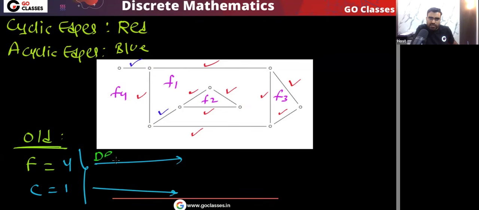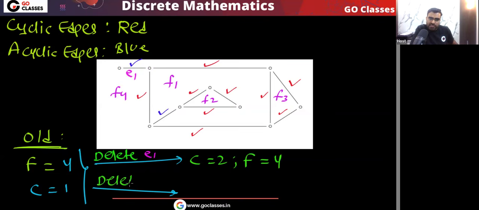Let's assume this is a cyclic edge. Okay, take any cyclic edge, for example, let's take this E1. So if I delete E1, then what will happen? Let me know. Quickly tell me. If I delete this edge, it is gone now. Now the number of components will increase. Do you agree? But the number of faces will remain as it is.